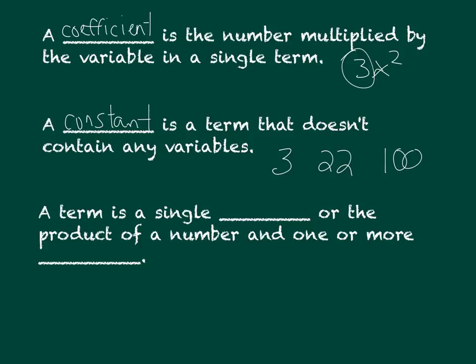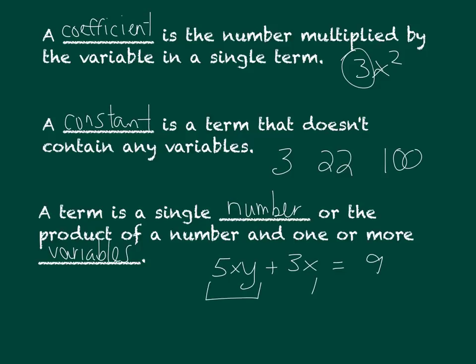And finally, we have a term is a single number, or the product of a number and one or more variables. So if we had the equation 5xy plus 3x equals 9, 5xy is a term, 3x is a term, and 9 is a term.